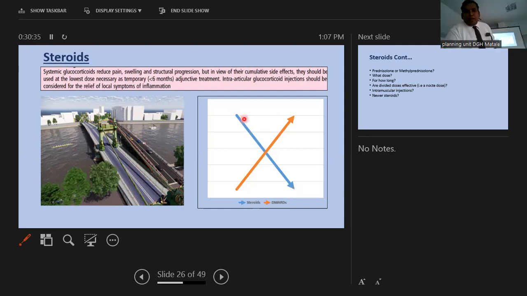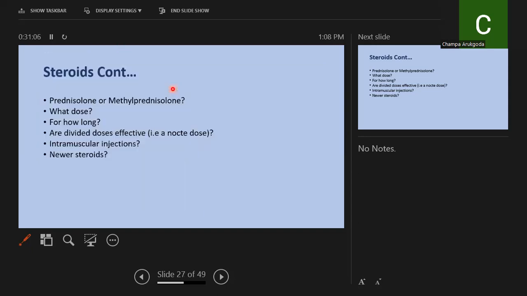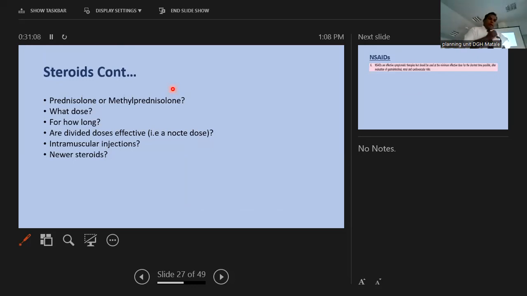Slowly taper, reduce it slowly while you escalate your DMARDs. Once disease modifying drugs start acting fully, you may be able to take off the steroid. So this process might take three months or so, and the guidelines allow you to treat with steroids for a limited time. So, some points about steroids.